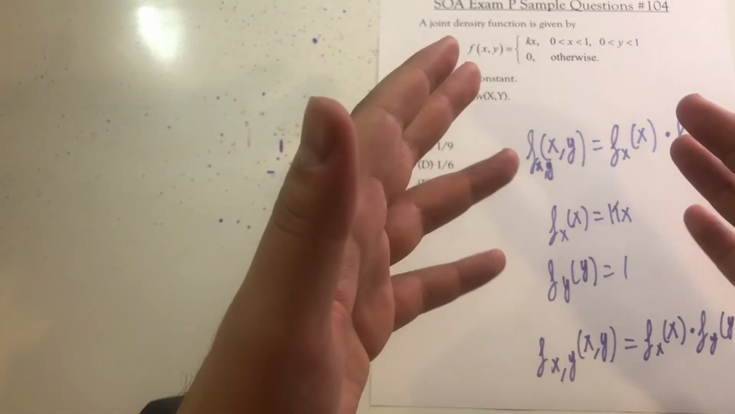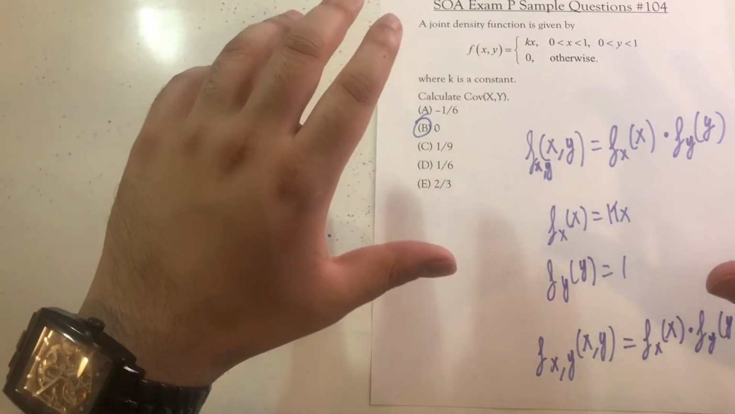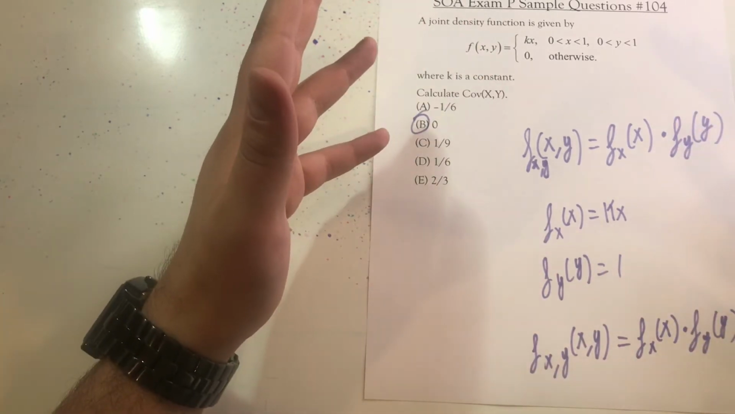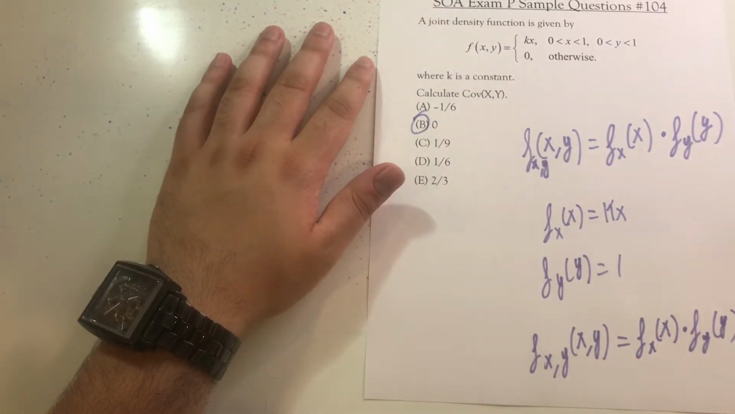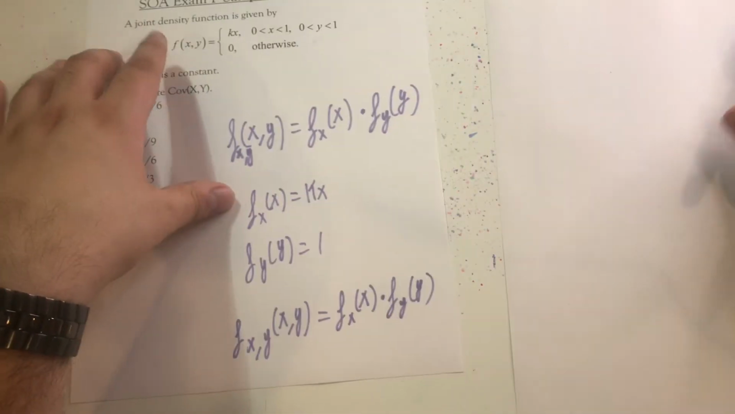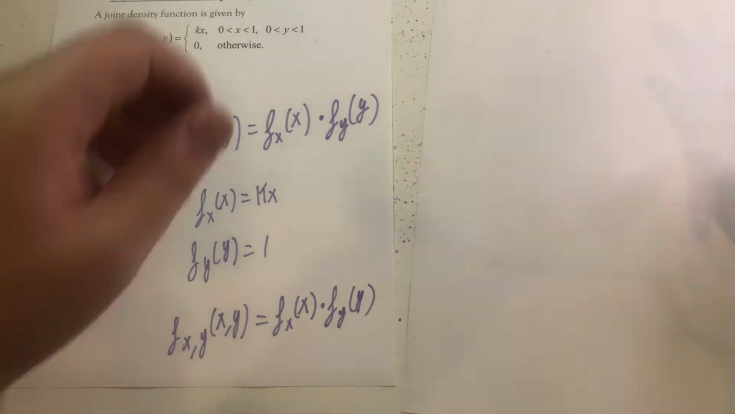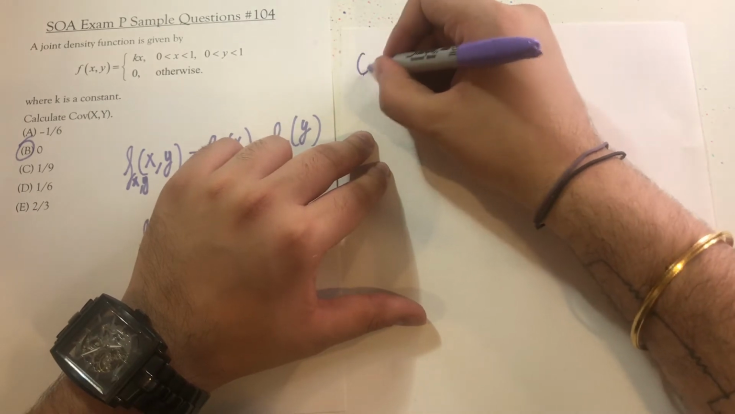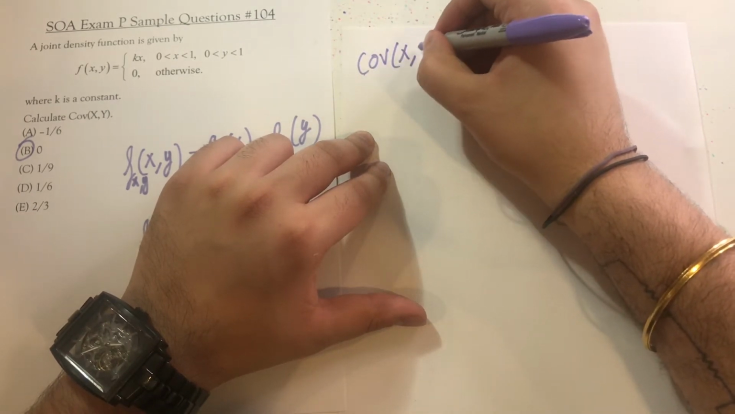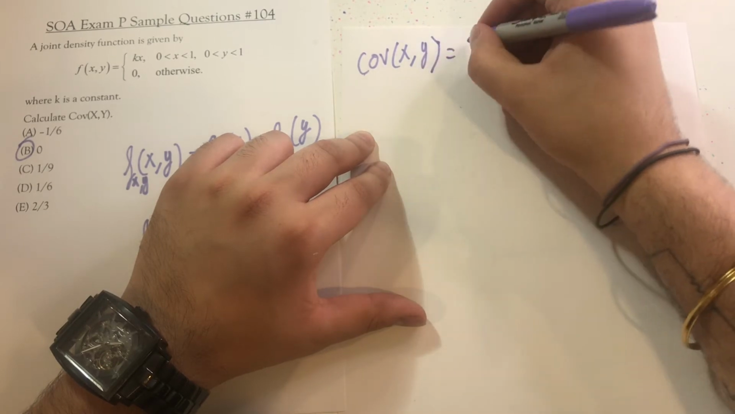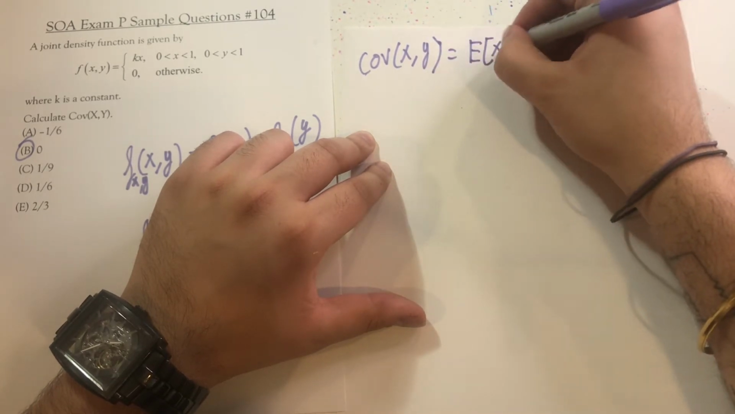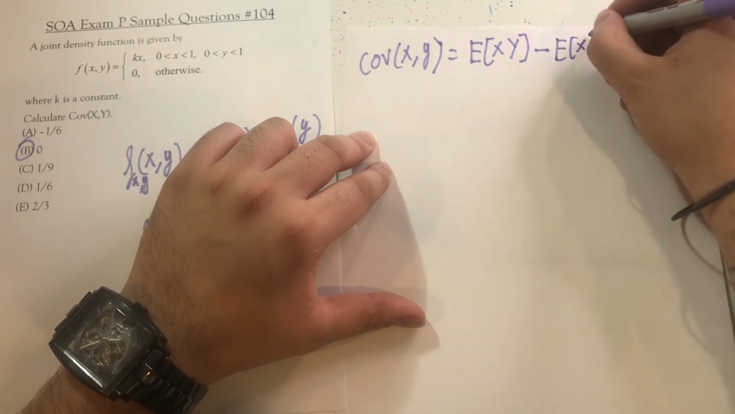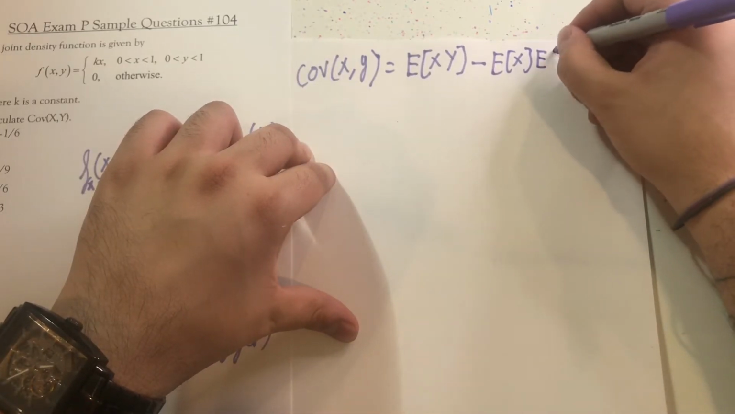Okay, now that's a very nice solution, and it's something that would save a lot of time for you to recognize this. But there are definitely many instances where they'll give you two random variables that are not independent, so how would we figure it out that way? Well, you should be familiar with this particular formula. The covariance of x comma y is equal to the expected value of xy minus the expected value of x multiplied by the expected value of y.